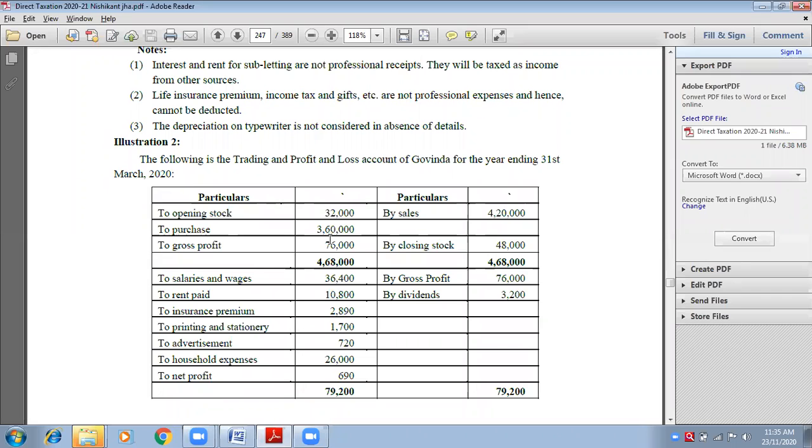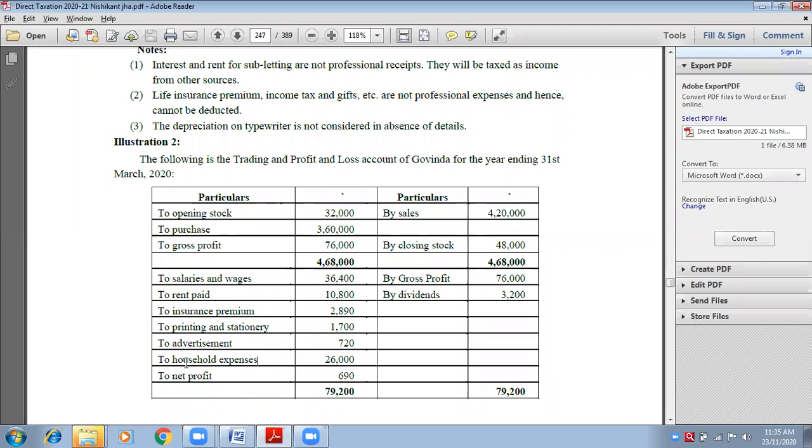So always remember, we will go in the sequence. First, we will look at the debit side. Opening stock, nothing has to be done. Purchase, nothing to be done. Salaries and wages, nothing to be done so far. If adjustment comes, we will see. Rent paid, nothing has to be done. Insurance premium, nothing. Printing and stationery, nothing. Advertisement, nothing.